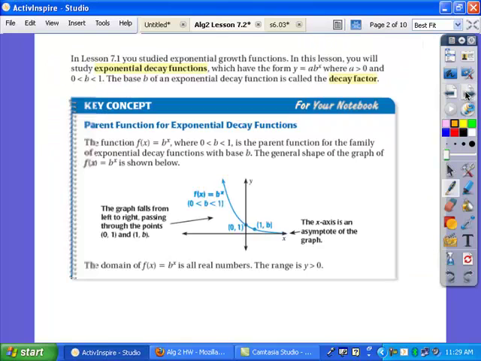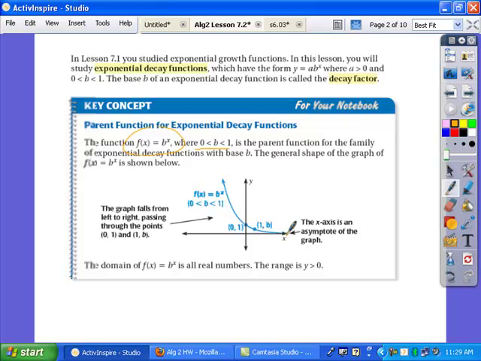So, the good news is this is exactly the same as Section 7.1, except our b value here, now we take y equals b to the x, and our b value is a value between 0 and 1. And how that modifies or transforms our graph is instead of going like this for exponential growth, we come down for exponential decay.